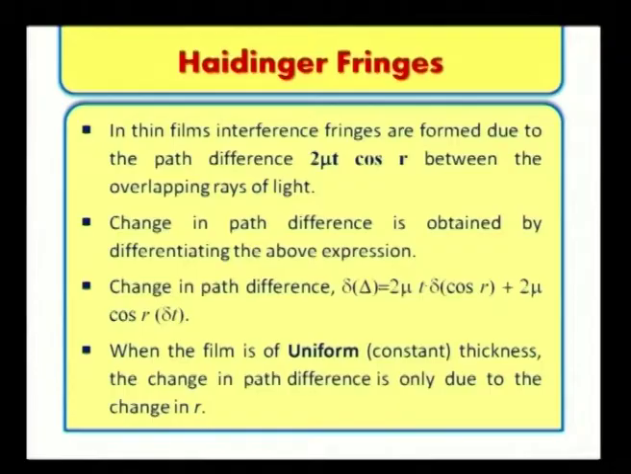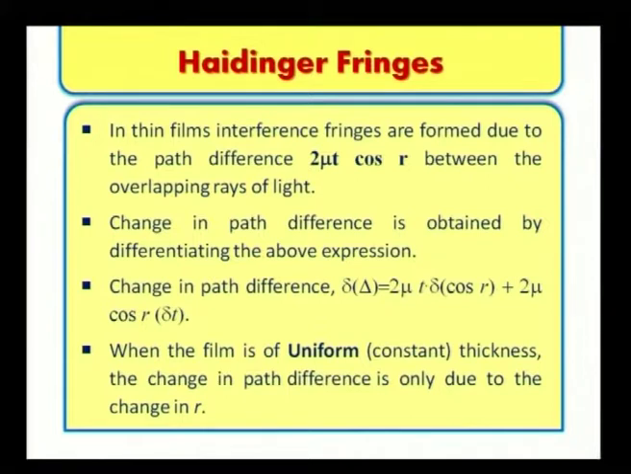The second point is, here also you have a monochromatic source, but instead of a point source you have an extended source, as I will be showing in the figure. The other point is the film thickness will be large. In the Haidinger fringes, the thickness of the film will be larger. In thin films, interference fringes are formed due to the path difference 2 mu t cos r between the overlapping rays of light.